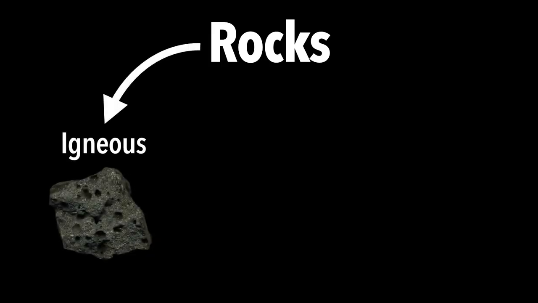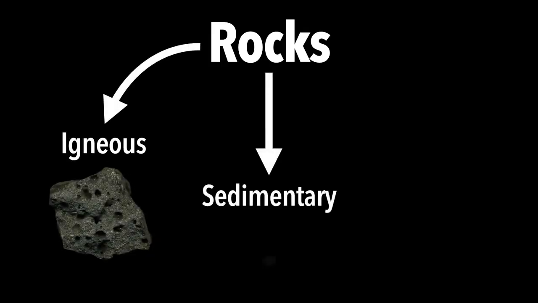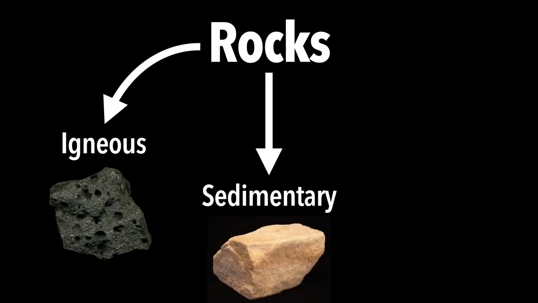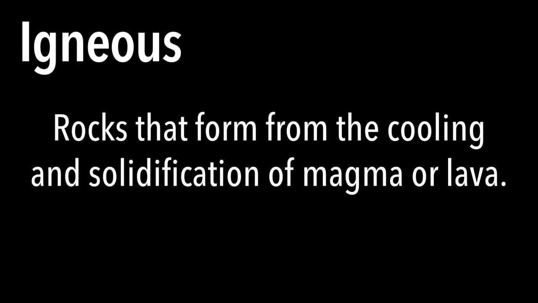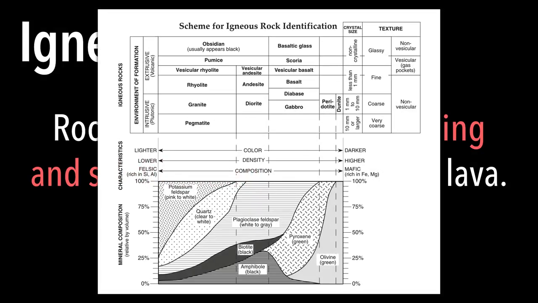The 3 groups are as follows: igneous rocks from magma or lava, sedimentary rocks from compacted sediments, and metamorphic rocks exposed to intense heat and pressure. So let's begin by looking at igneous rocks. As I mentioned, these are rocks that form from the cooling and solidification of magma or lava. Let's take a look at the reference table on igneous rocks.